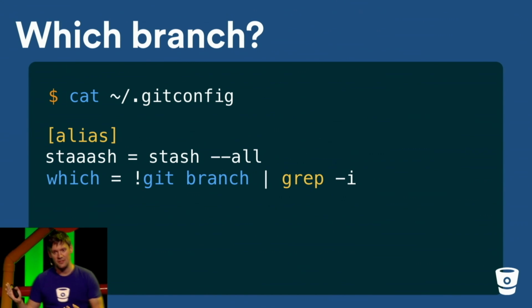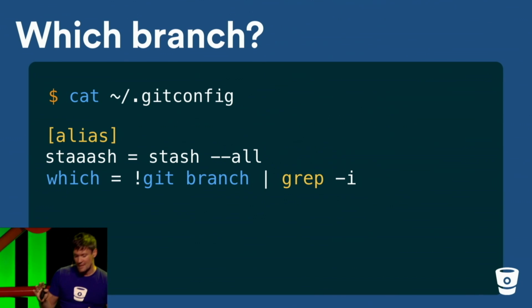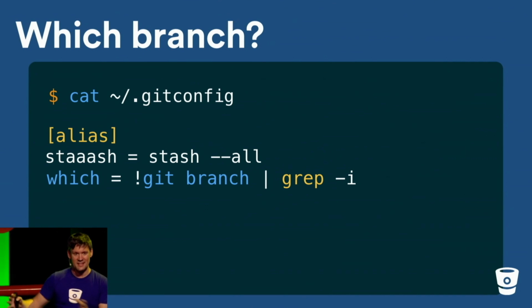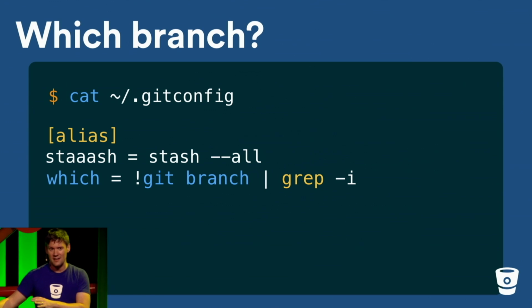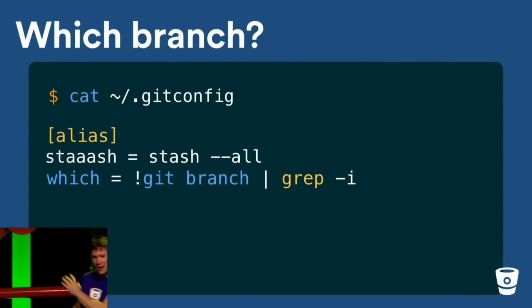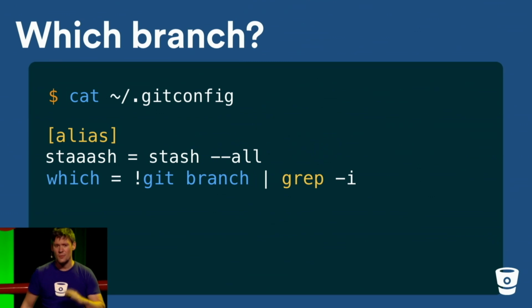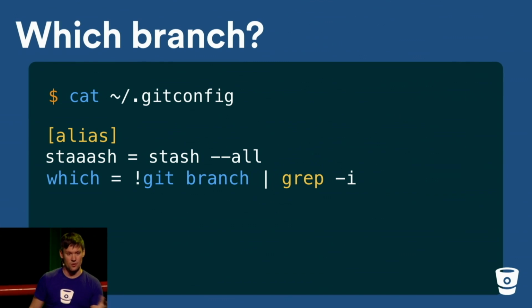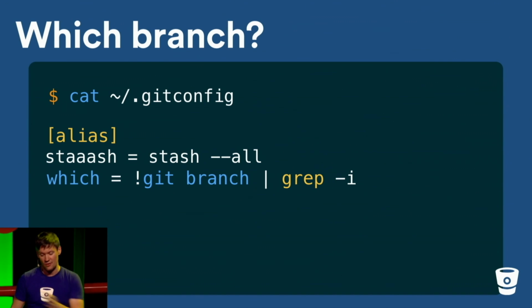So this is an example of an alias called which. I tried to chase down where this alias originally came from. I didn't write it. Someone on my team had it sitting in their git config file, but I don't quite know who to attribute this to. Basically what it does is it searches the names of your branches and then outputs them. So it's just basically piping the output of git branch to grep.